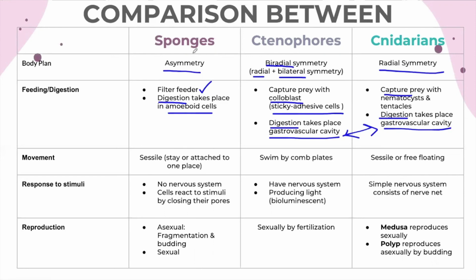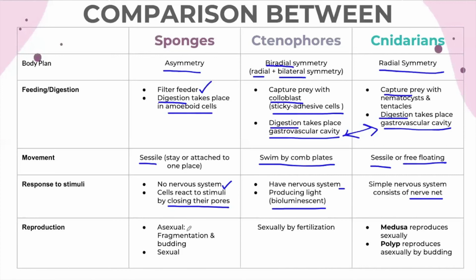Movement. How do sponges move? They are sessile. What is sessile? Sessile means staying attached to one place. Ctenophores move by swimming with comb plates. Cnidarians are sessile or free floating. Response to stimuli. How do sponges respond to stimuli? Sponges don't have any nervous system, so cells react to stimuli by closing their pores. Ctenophores have a nervous system, and they produce light, which is called bioluminescence. For cnidarians, it is a simple nervous system consisting of a nerve net.